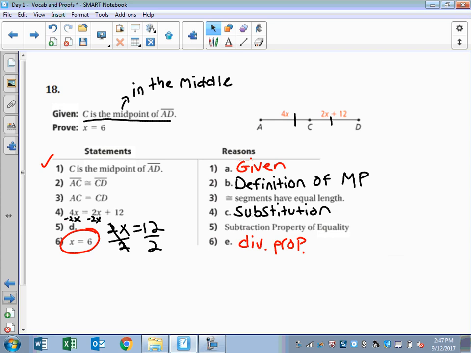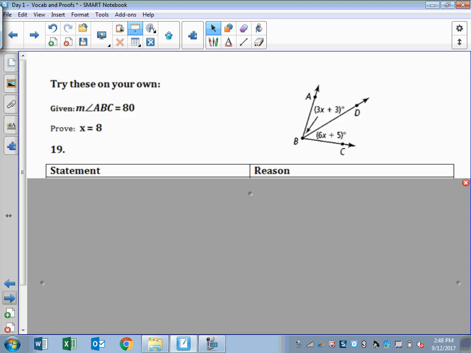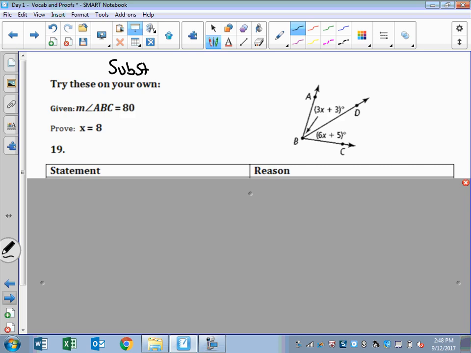I'm going to give you a word bank for the reasons on 19 and 20, because I want you guys to do these on your own, but I think it might be beneficial for you to have a word bank. So these are not in order, but the reasons that you're supposed to use for number 19: substitution is going to be one. Division property of equality is going to be one. Given, of course, is going to be one.